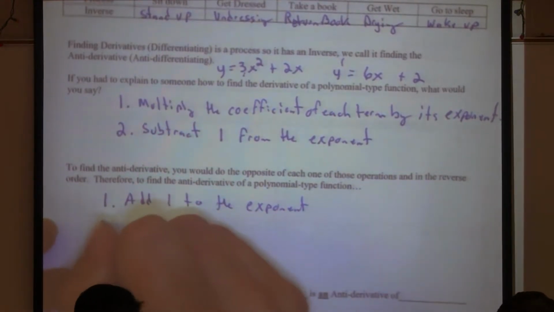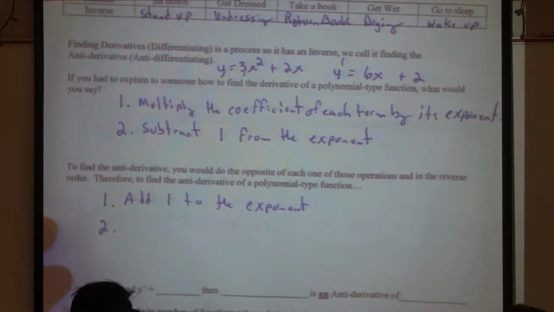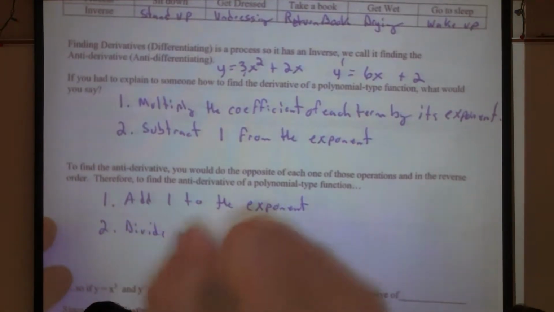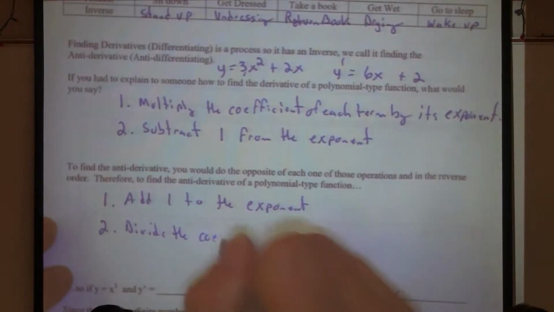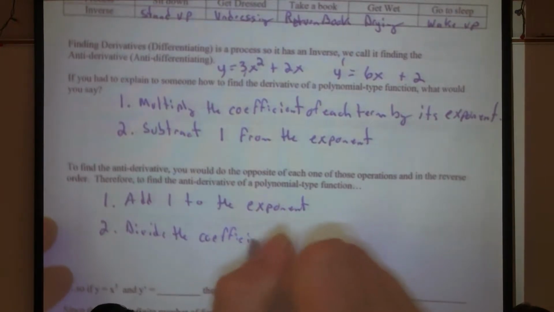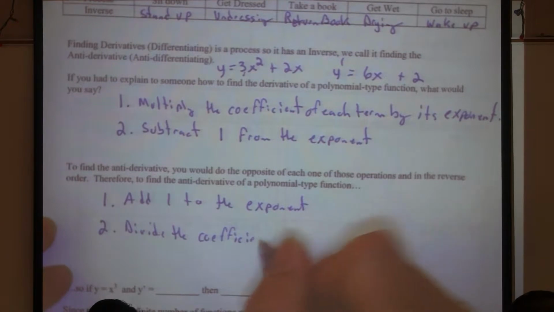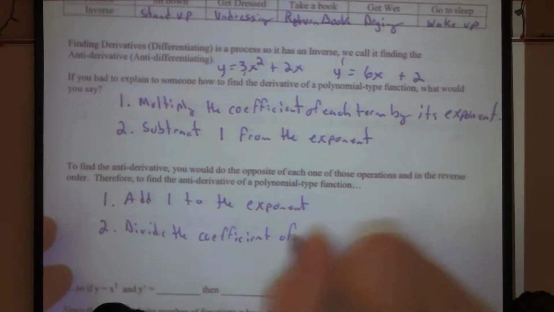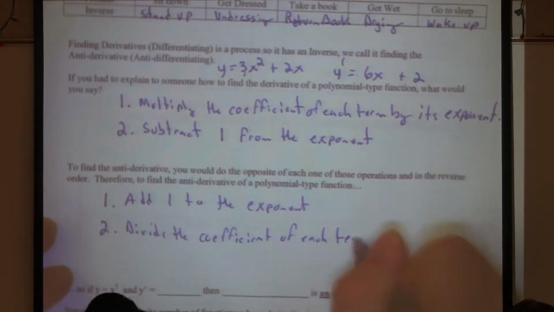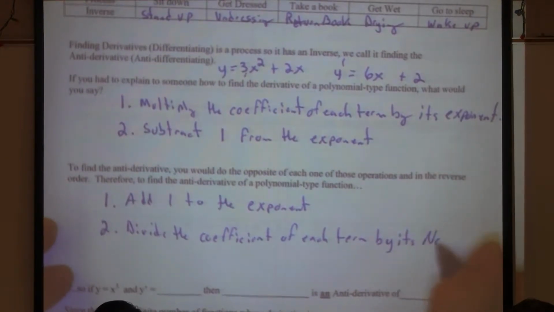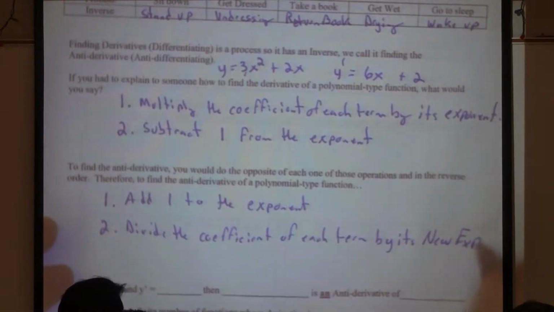And then divide the coefficient of each term by its new exponent, right?